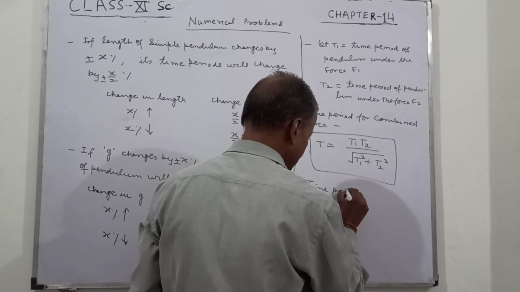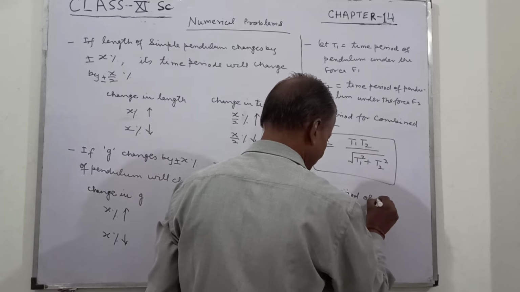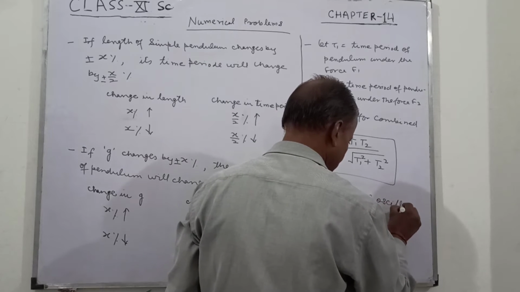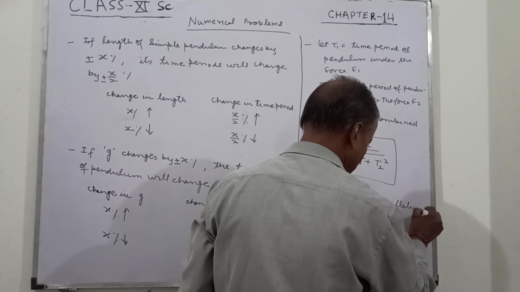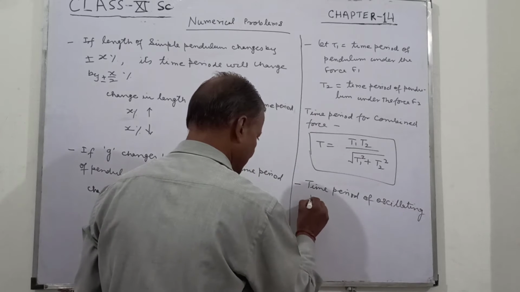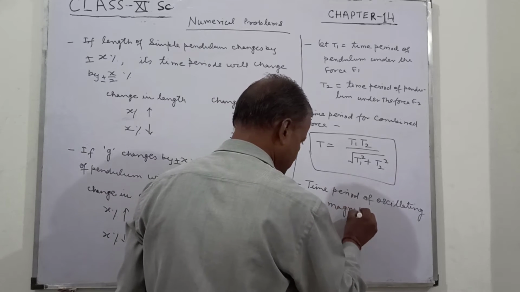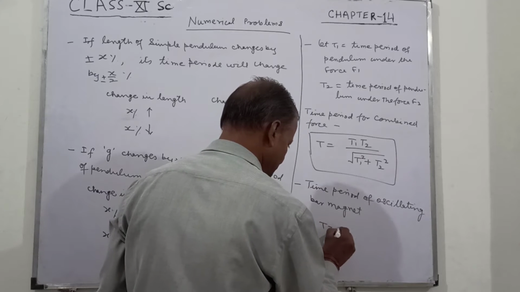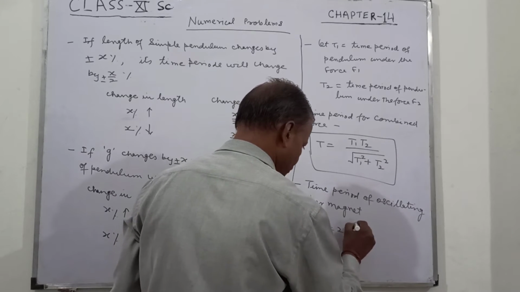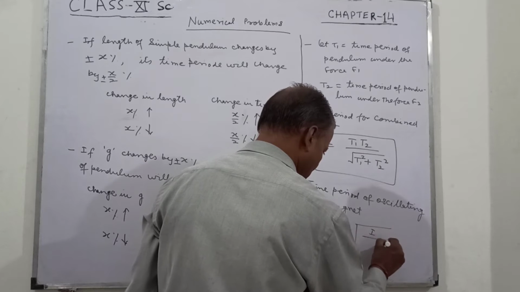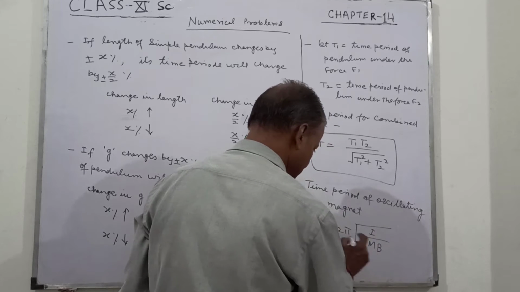Time period of oscillating bar magnet. Now this t is equal to 2 pi square root of I upon mb. This is the formula.